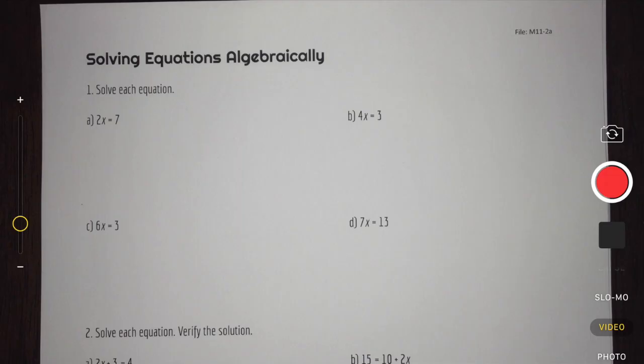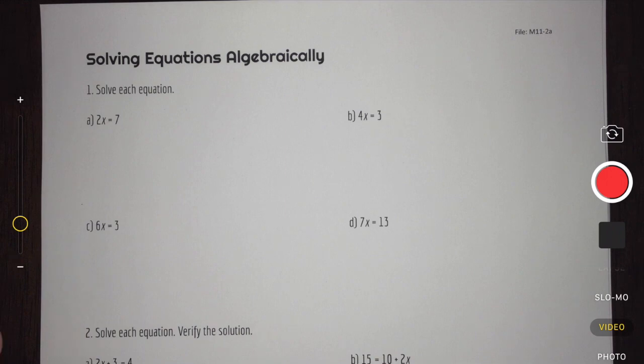Today we're going to focus on solving equations algebraically, and this is what most of us think of algebra as being, where we are given an equation, so we have a certain amount that is equal to a certain amount, but we have something that is missing, or we have some variable in there, and we want to solve and find out what that variable's value is.